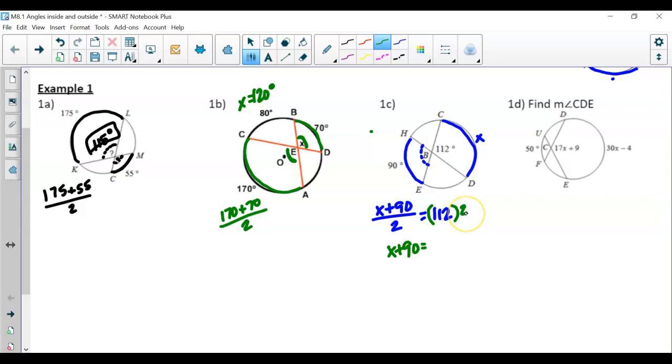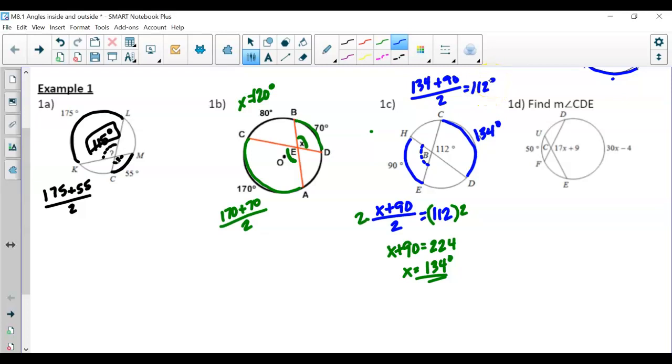So ultimately, we're trying to figure out X plus 90, what number added to 90 would get us not 112, but double it, because we're dividing by 2. So we're doubling this, which is 224. That means here, X is equal to 134 degrees. So this arc here that we just solved for is 134 degrees. So again, we're working backwards. So this shows 134 plus 90, the two arcs divided by 2 must equal our angle of 112 degrees.